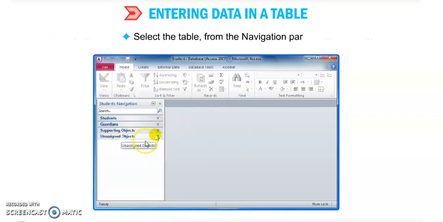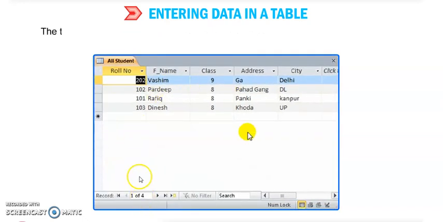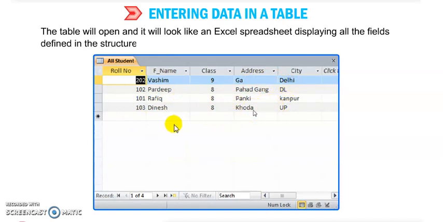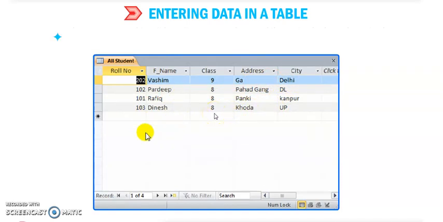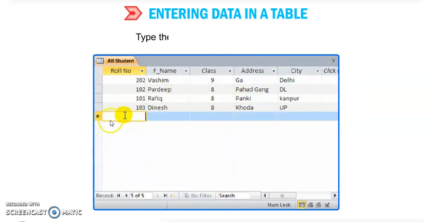First, you have to select the table from the navigation pane. You can see all students. Double click on that table. The table will open here. It will look like an Excel spreadsheet. You can see it displaying all the fields defined in the structure. All the field names are coming on the top. Apart from the fields, you will find a blank row with the asterisk sign.